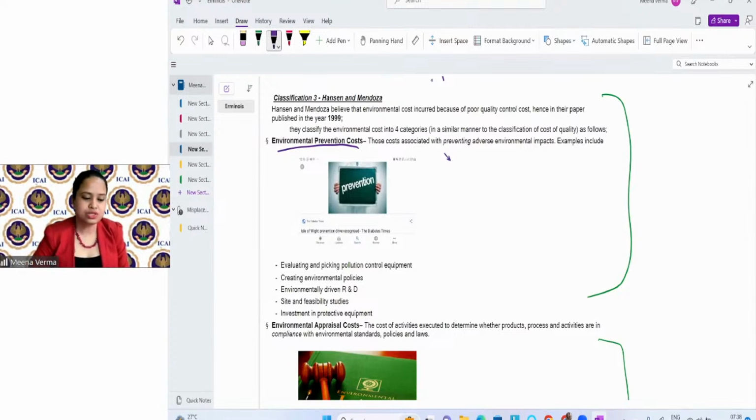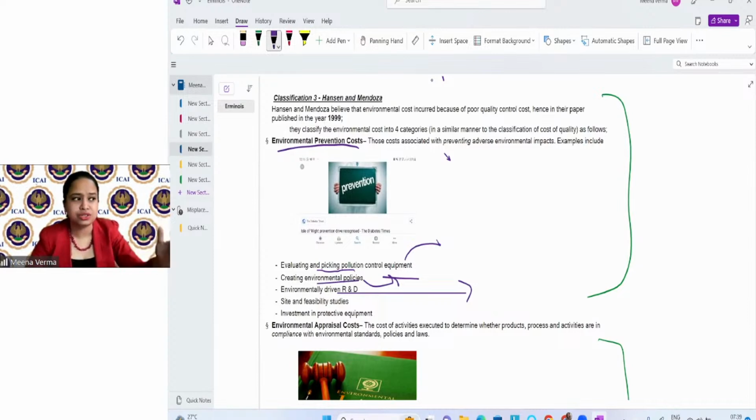So you can see, put in such equipment which prevents pollution in the environment, right? Create policies for the environment, and environment-driven research and development, so that you can reduce the environmental damage. Then site and feasibility studies. Study the industry site and the feasibility of how you can reduce the damage to the environment. Then invest in protective equipment.